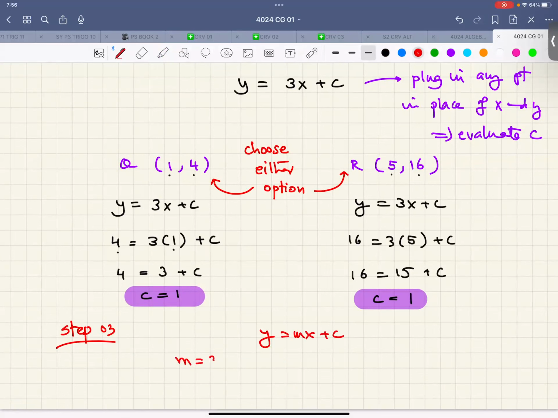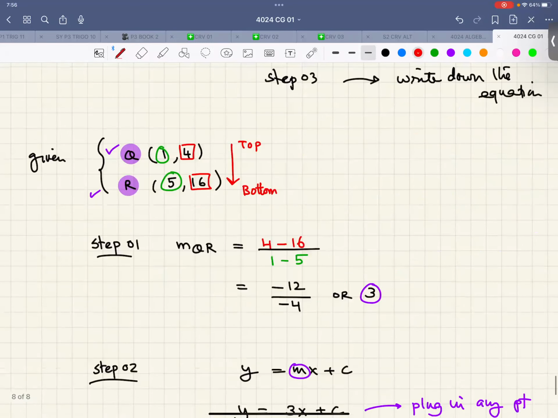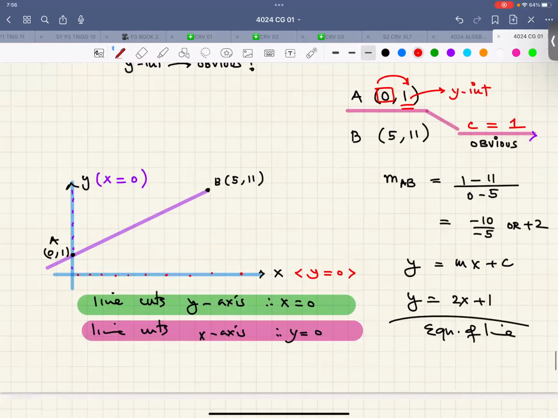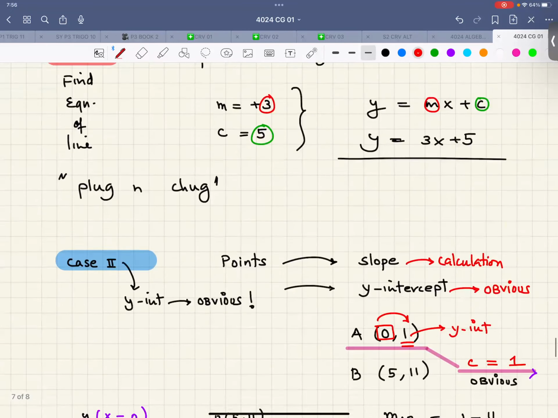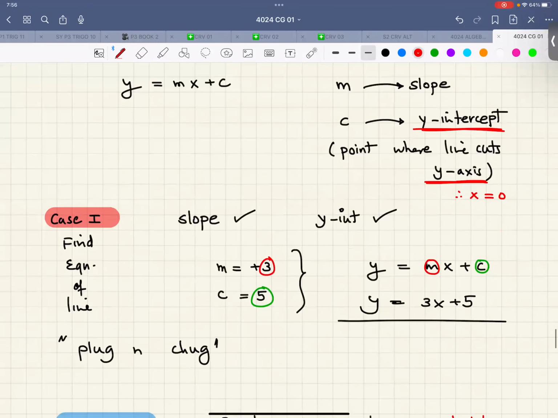We found m to be 3. We found c to be 1. Therefore, the equation is y is equals to 3x plus 1. And that is how this equation is found. So that is the concept of finding the equation of a line. I went through 3 different formats. The equation of the line is the same.